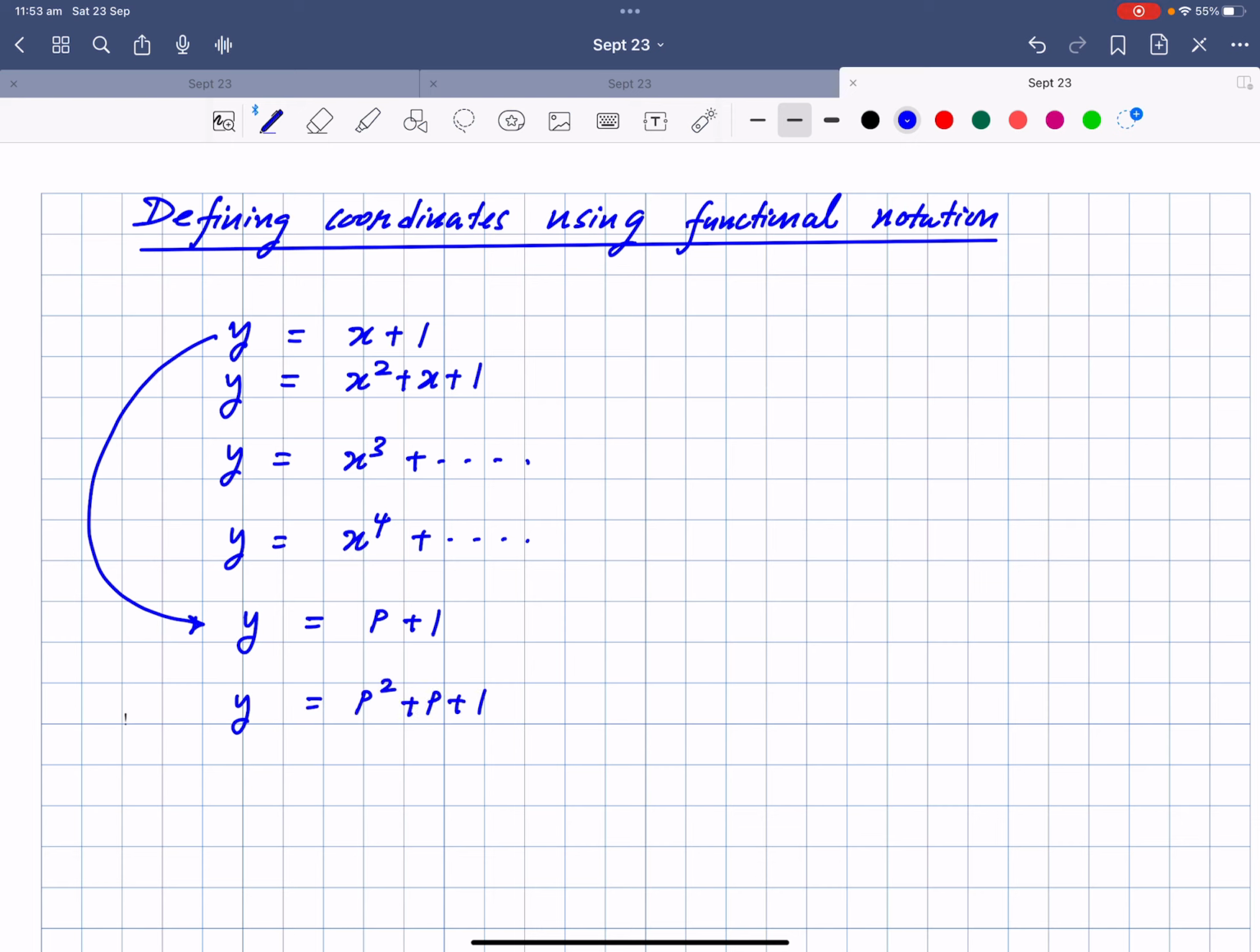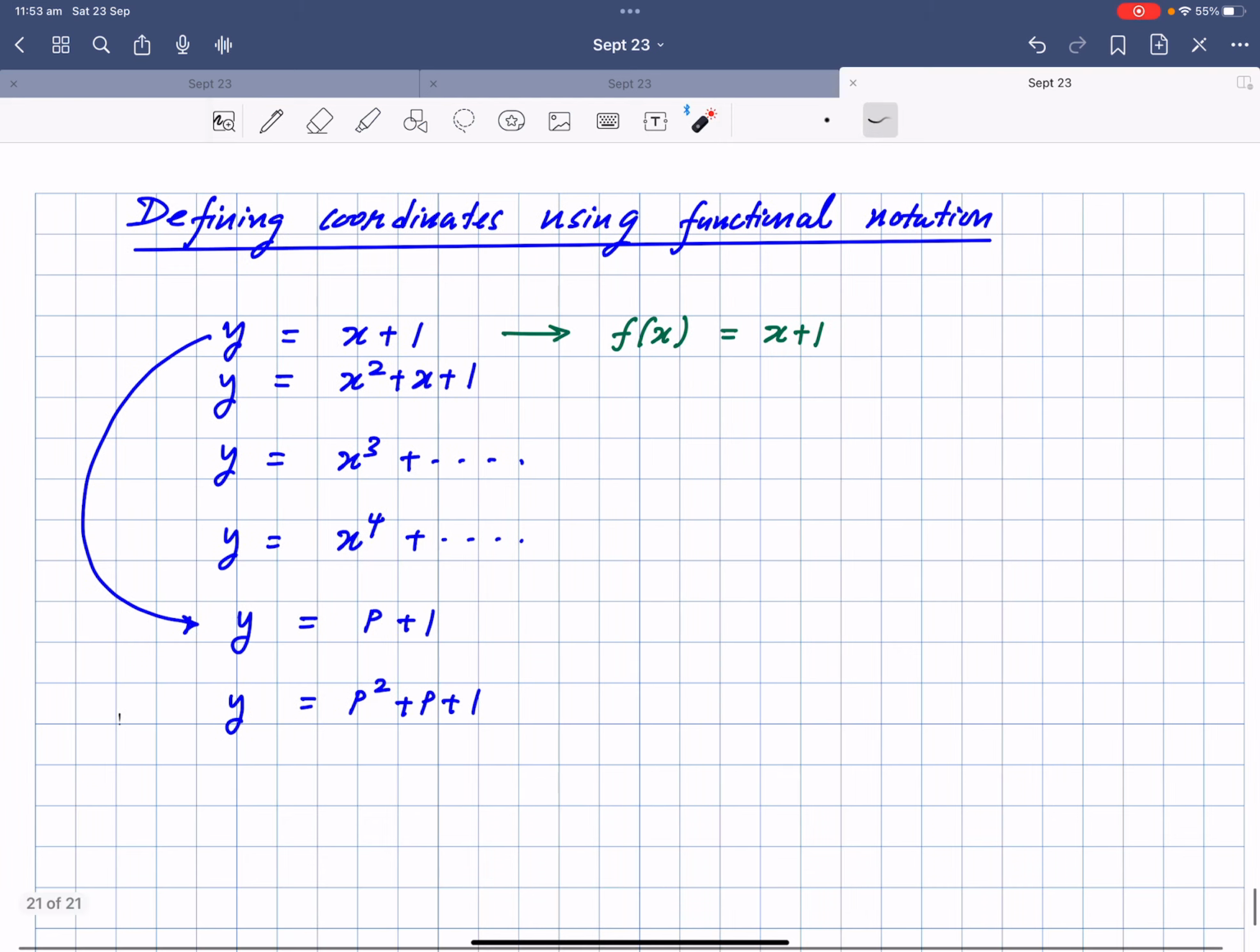So now you will understand x is a variable, p is another variable, right? You are just giving a name to a variable. So name really does not matter. We have to understand it's a variable. So in functional notations, we write this one as f of x is equal to x plus 1. This is a name as well, right? So you can see x is the independent variable here, y is the dependent variable.